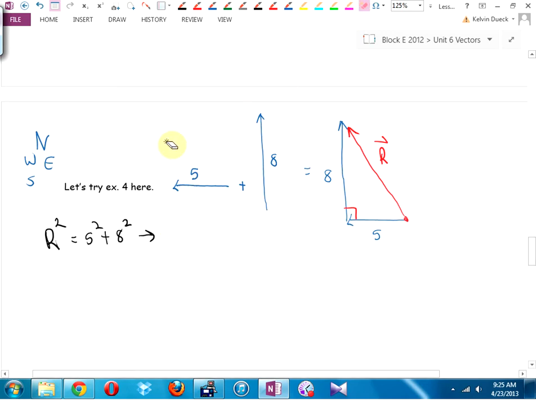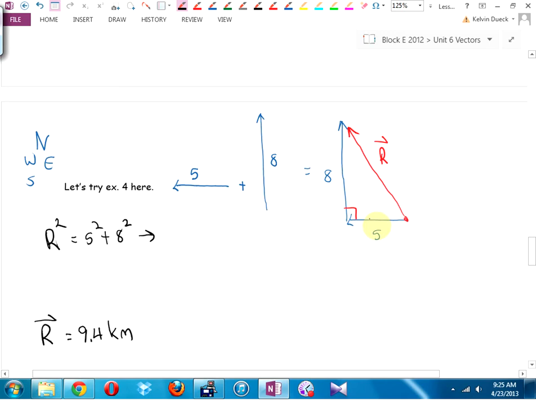Can you quickly do the Pythagoras on your calculators? 5 squared plus 8 squared and then square root. Kilometers. Now, that's only the magnitude. All vectors have what? Both magnitude and direction. Where's my direction? Look up. This is what kids generally have trouble with.